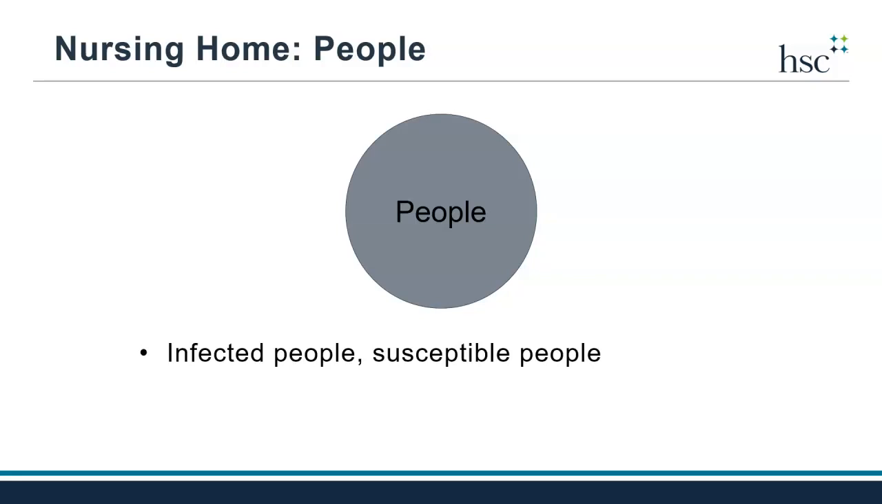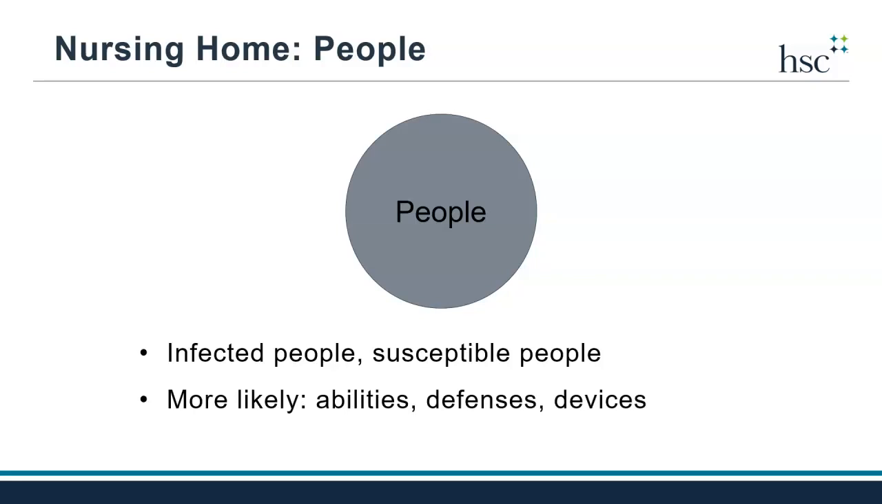There are a few things that can influence how easily or susceptible a person is in getting an infection. That includes their ability to think and move. A person's immune response or defenses tend to not be as strong as they age. Lastly, medical devices that are introduced into the body, like a urinary catheter or a ventilator, allow good and bad germs to get in places in the body where they're not normally found.